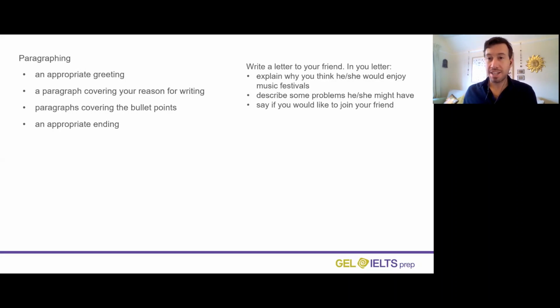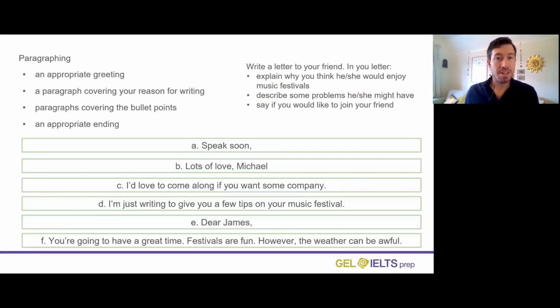So here is an example of a task. It says, write a letter to your friend. In your letter, explain why you think he or she would enjoy music festivals, describe some problems you might have, and say if you would like to join your friend. And we're going to see these paragraphs here. Now, this is a short version of the letter, but what I would like you to do is look at the question below the video and see if you can rearrange these paragraphs so that it follows this structure of paragraphing here. And I'll give you 10 to 15 seconds to try that.